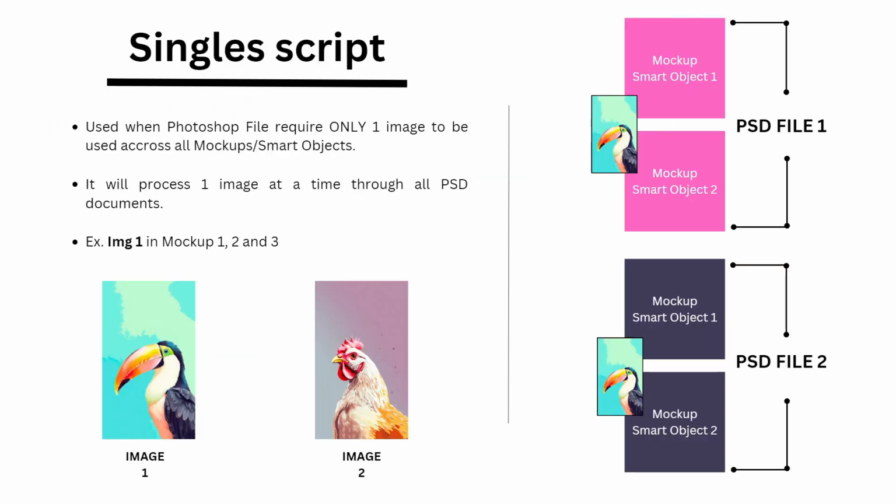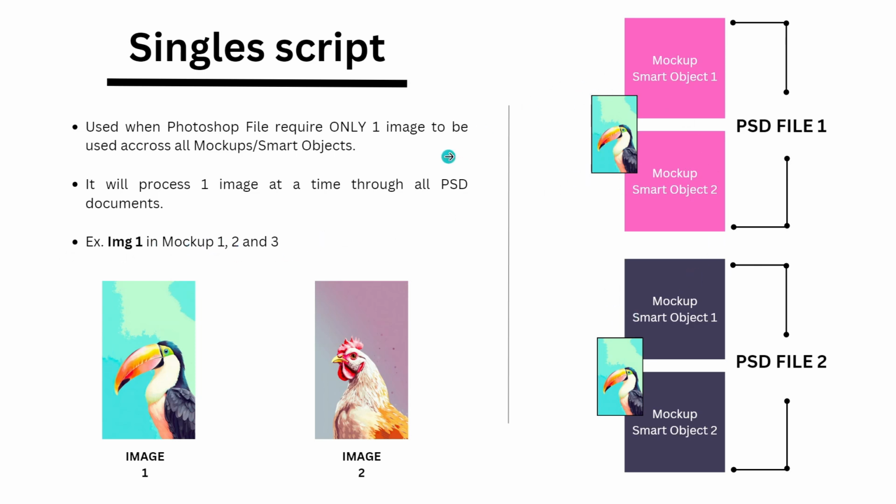Now, this is the singles script. What does it do? Basically, this one is used when the Photoshop file requires only one image to be used across all the mockups or smart objects. It will process one image at a time through all the Photoshop documents. For example, image 1 in mockup 1, 2, and 3.